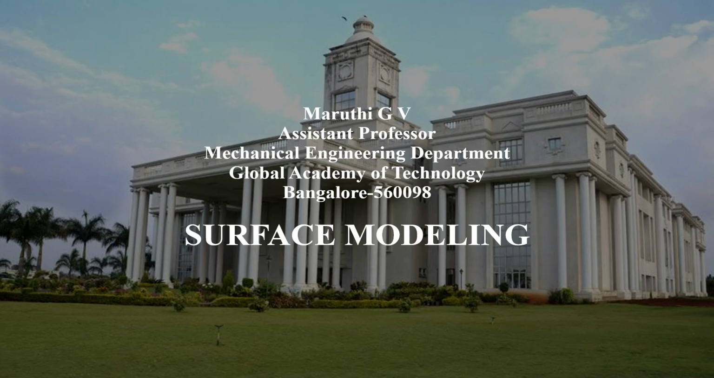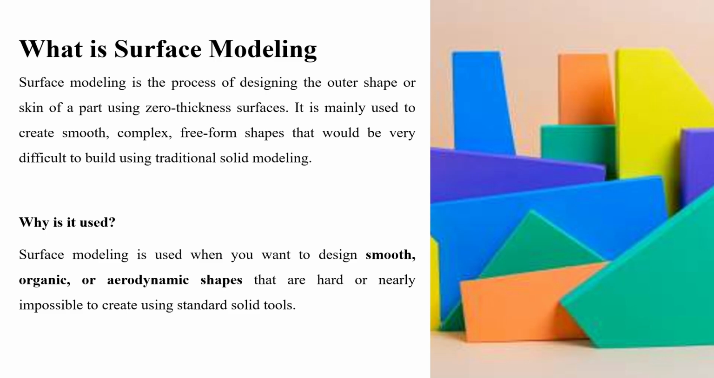Today, I am going to cover one of the important designing techniques, that is surface modeling. Then what is surface modeling? Surface modeling is the process of designing the outer shape or skin of a part using zero thickness surfaces. See, when we talk about designing, the first picture that comes to our mind is what? Solid modeling. But there are shapes which we can't design by using solid modeling. At that time, we will fully focus on surface modeling.